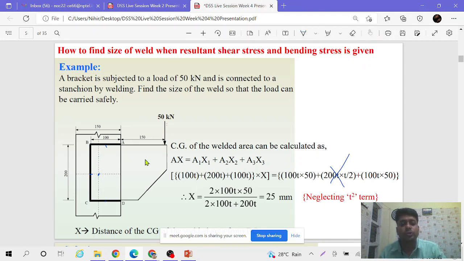Now what we have to do, we have to calculate moment of inertia of this section about x-x axis and about y-y axis, so that we can calculate polar moment of inertia. So for the calculation of polar moment of inertia, we have to calculate moment of inertia about x-x axis. So please try to calculate moment of inertia about x-x axis. Please give it a try, and after that I will explain.